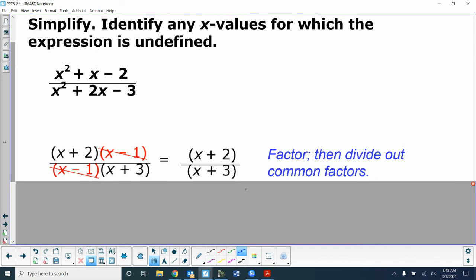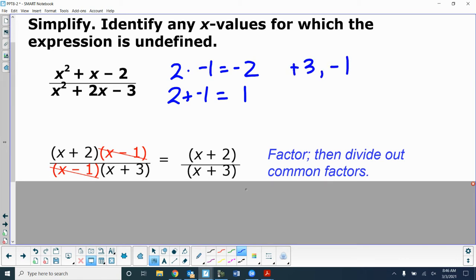Okay, so factors of -2 that add up to 1 are a +2 and a -1, right? 2 times -1 is -2, and 2 plus -1 is 1, right? So that's where they got that. Did the 3. Factors of -3 that give you +2 would be those 2, right? When you multiply them, it's -3, but when you add them, you get 2, right?